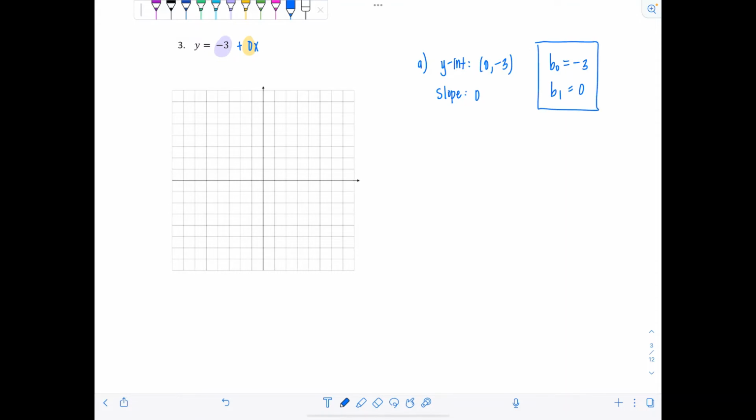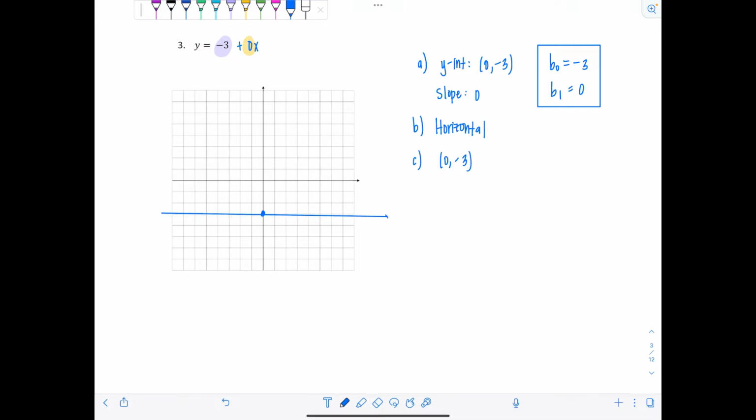Ooh. So which way is the line sloping? Upward, downward, or is it horizontal? This one is horizontal. And then how do you graph it? Well, we do have the y-intercept. The y-intercept is 0, -3. And the line is horizontal. So it's just going to go through 0, -3, and it's flat.